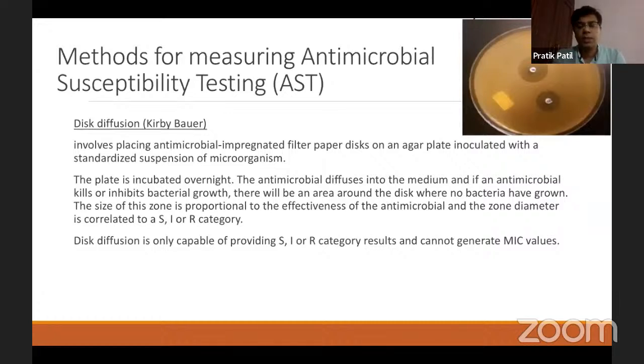Now, what are the common methods to diagnose sensitivity, or whether a particular antibiotic is sensitive or not? The previous one, which we still use but not so commonly, is the disc diffusion method, where antimicrobial impregnated filter paper discs are put on an agar plate inoculated with a standardized suspension of microorganism. Depending on the diameter of the zone of inhibition, it is decided whether a particular antibiotic is sensitive, intermediately sensitive, or resistant for the given bacteria.